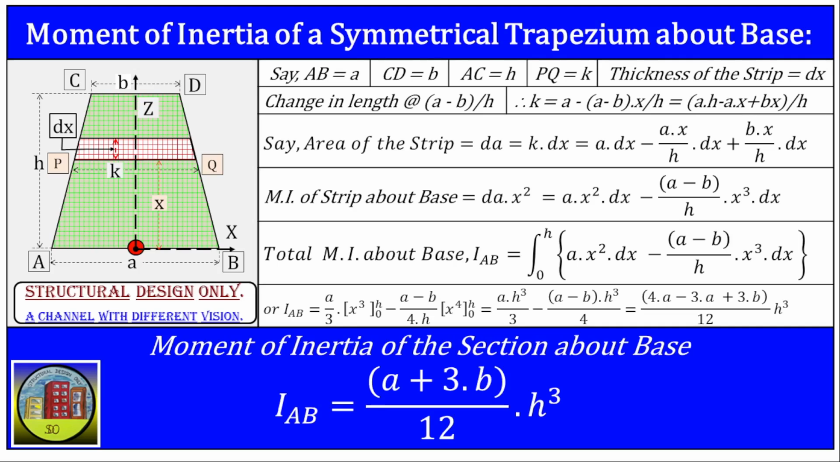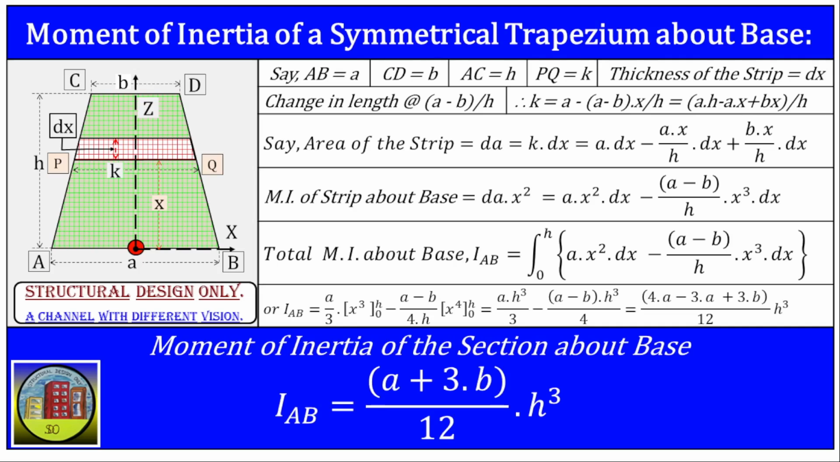This gives us dA multiplied by x square, which simplifies to a into x square into dx, minus (a minus b) by h into x cube into dx. To obtain the total moment of inertia about the base, denoted as IAB, we need to integrate this expression with respect to x from 0 to h.